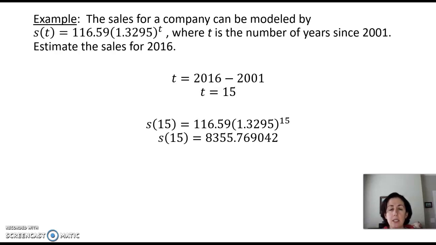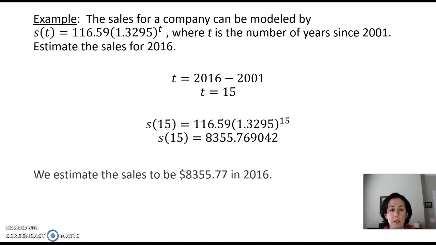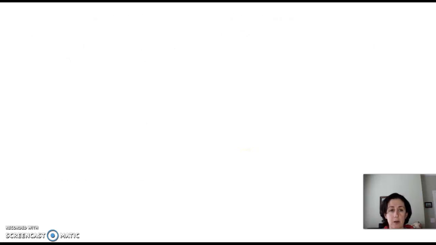8355.769042. But sales is represented in money, whose units are dollars and cents. So we would say we estimate the sales to be $8,355.77. I would round to that hundredths place right there, in 2016. Let's look at another one.